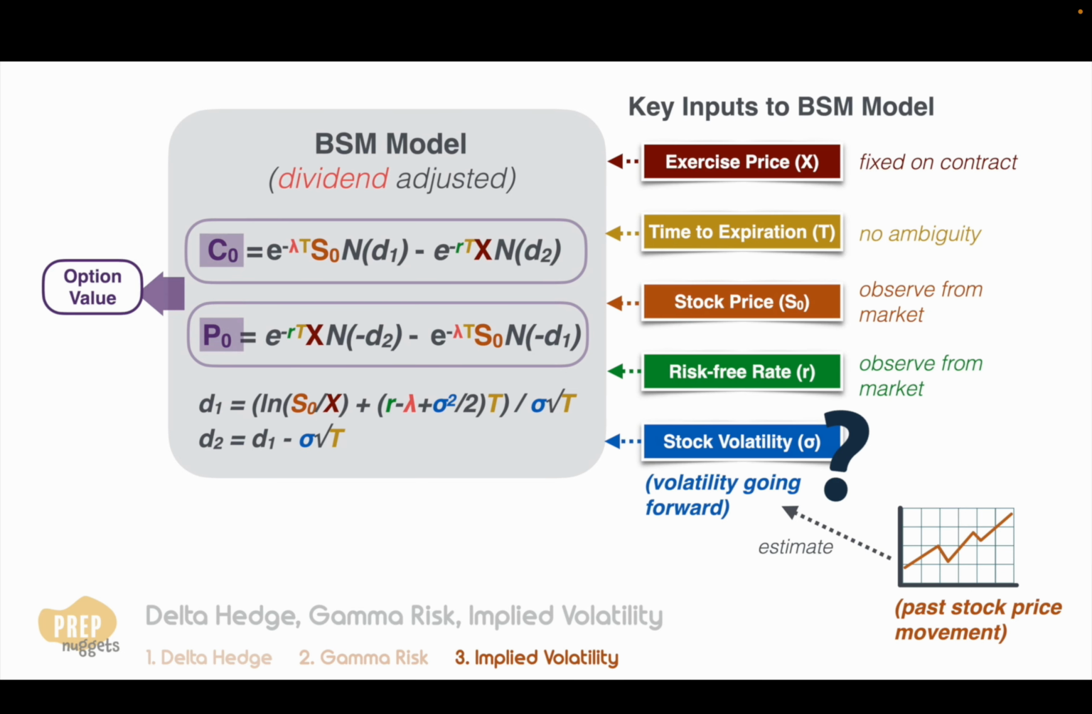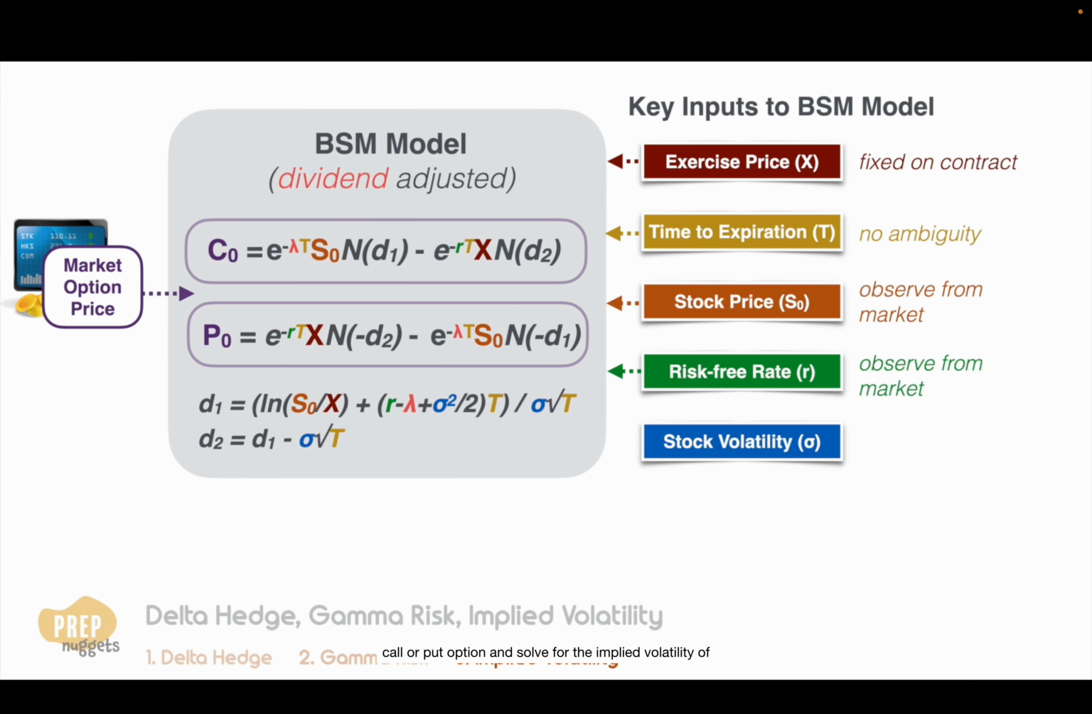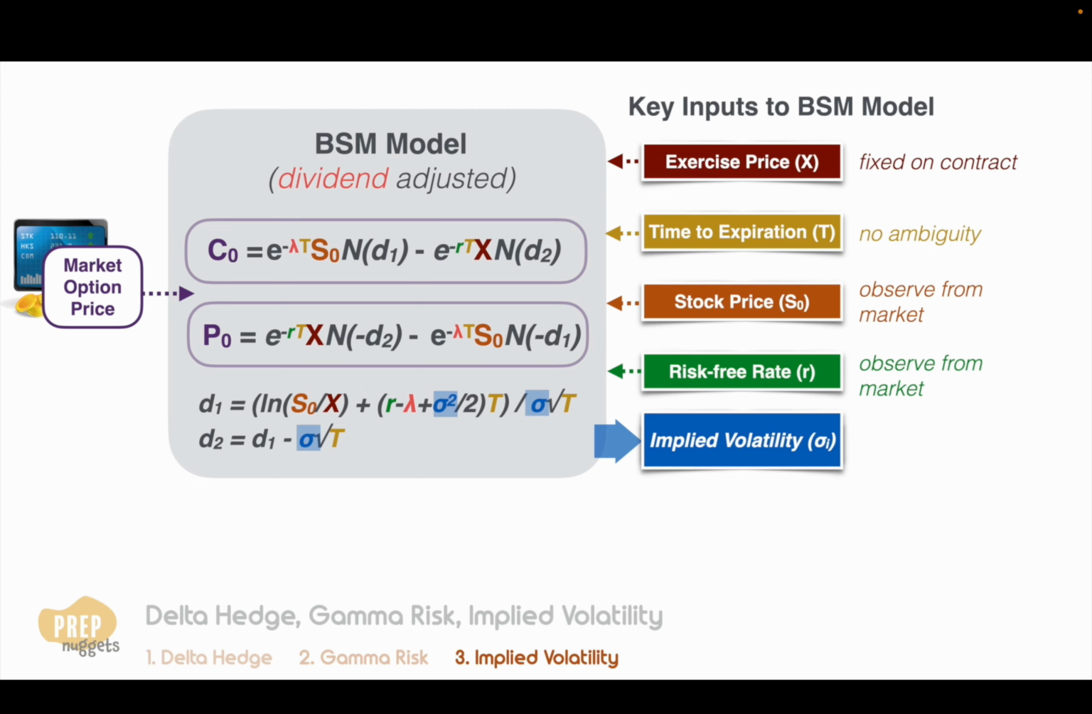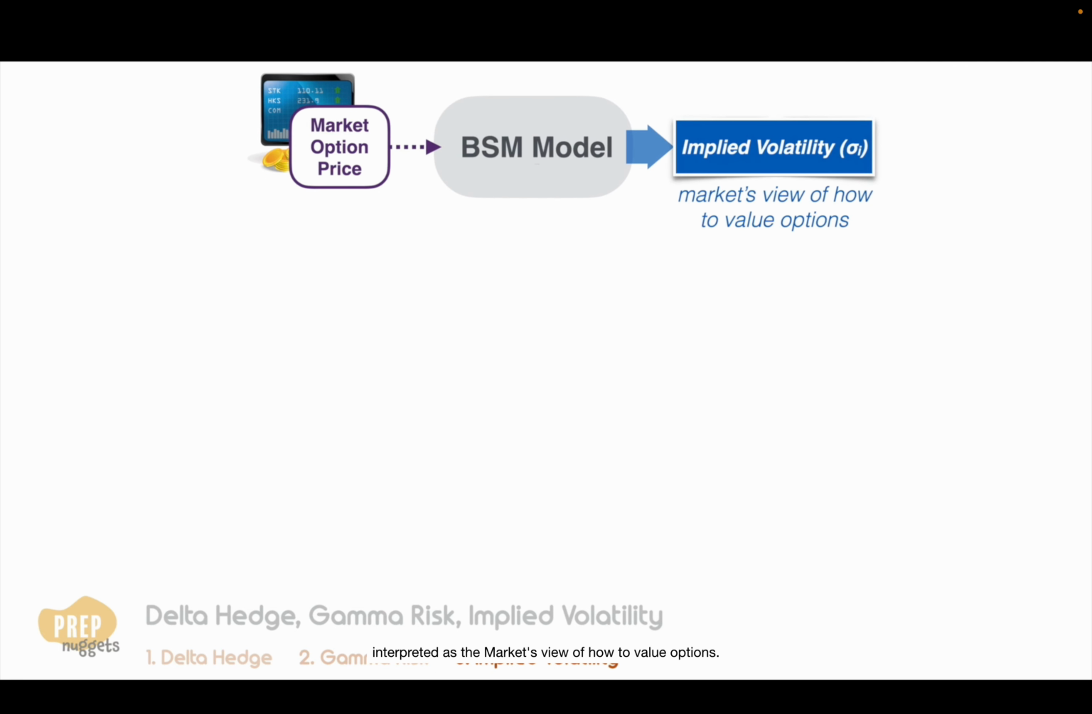and we arrive at the value of the call or put option. The BSM model can also be used in the reverse, that is to input the market price of the call or put option and solve for the implied volatility of the stock. As you can see, the volatility term is embedded deep in the d1 and d2 terms, so it's quite difficult to solve it on paper. Rather, computers can quickly solve it using trial and error approach. Implied volatility can be interpreted as the market's view of how to value options.